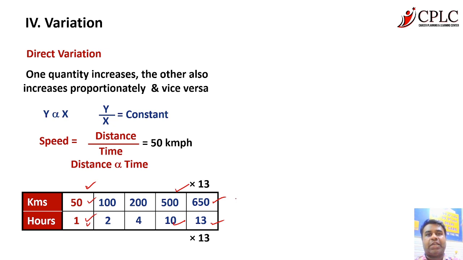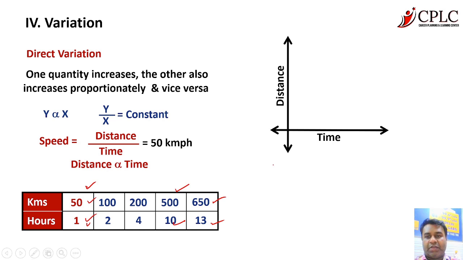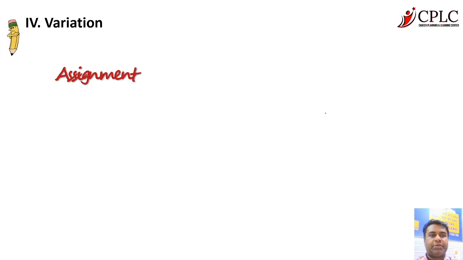If one quantity increases, the other also increases simultaneously. Now if we try to plot a graph for the direct proportion, it is a symmetric graph at 45 degrees. If one quantity increases, the second also increases. Okay, let us move on to the next part. So let us see an example.